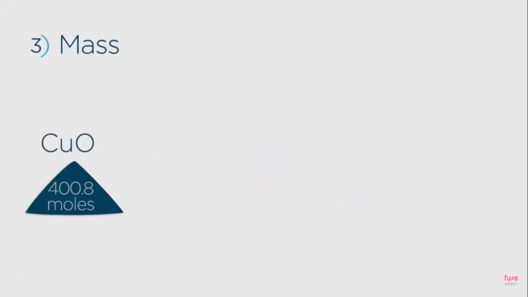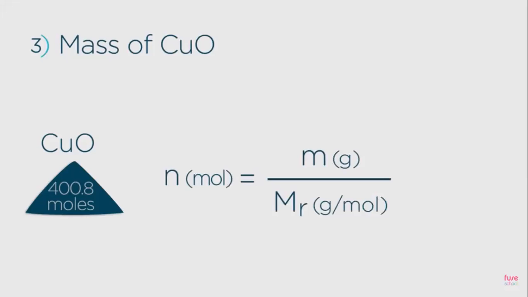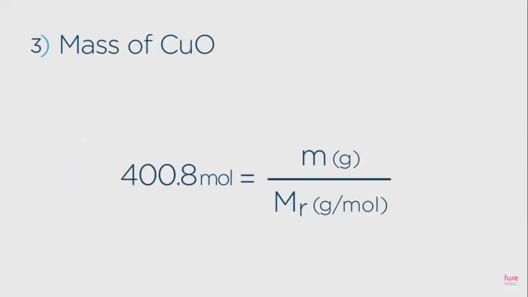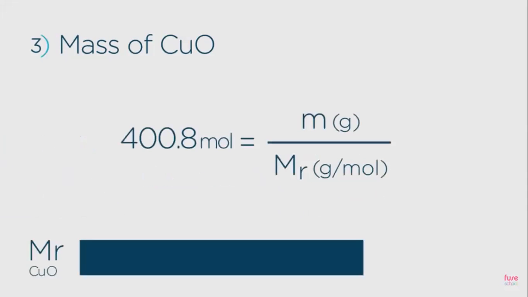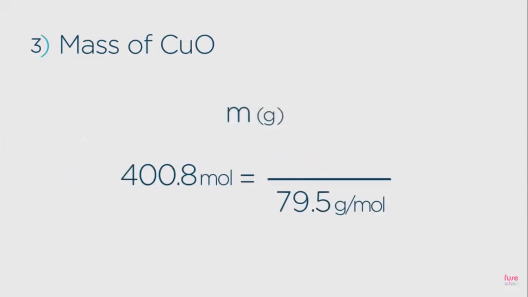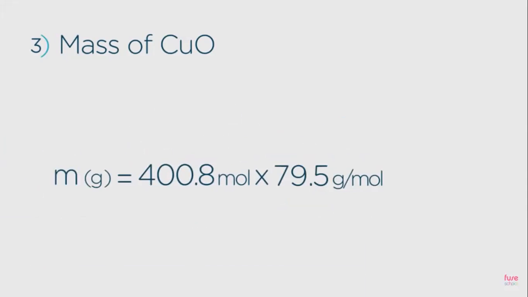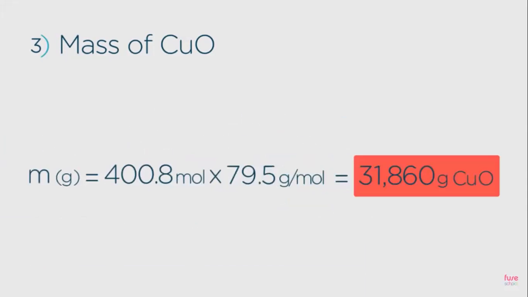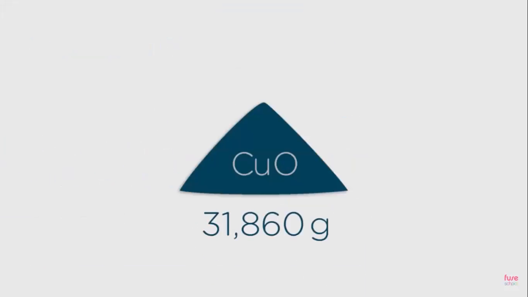Now to convert back to mass, and again this is straightforward, we just have to use the equation again. This time we know the number of moles, 400.8, and we can get the molecular mass of copper oxide, 63.5 plus 16 equals 79.5 grams per mole. It's the molar mass of copper oxide. To find the mass, only a simple rearrangement is needed. 400.8 times 79.5 equals 31,860 grams of copper oxide. And there you have it, we've solved the problem.